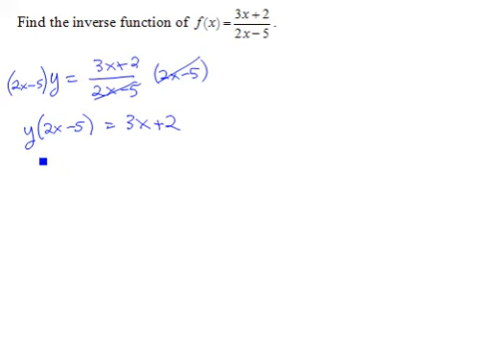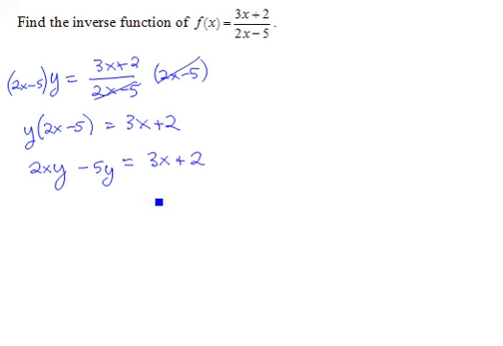Now, distributing on the left, our goal for this type of function will be to get all terms that have x in them on one side of the equation, and any term that does not have x in it on the other side of the equation. So I'll group my terms with x on the left-hand side. So I have a 2xy here. I'm going to have a -5y, and that's a term that I'm going to want to move to the right-hand side. This 3x term will need to be moved to the left-hand side, and the 2 can stay where it is.